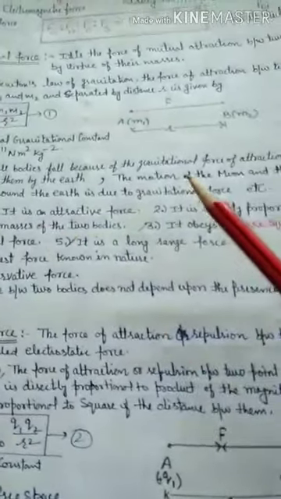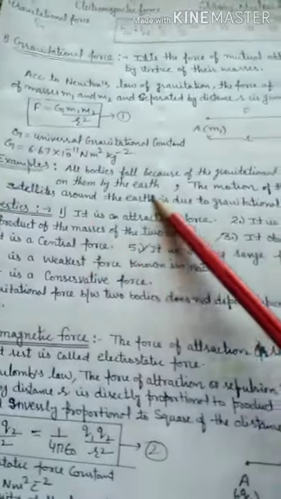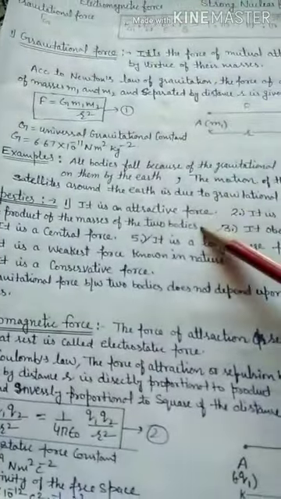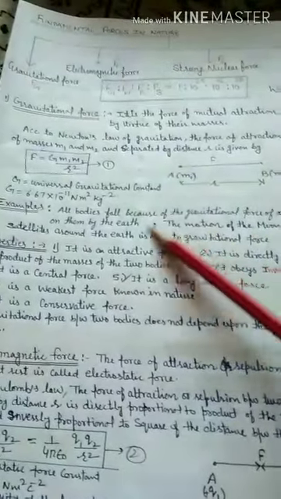That's one example. The motion of the moon or an artificial satellite around the Earth is due to gravitation force, etc. It means there are some examples where the gravitation force exists. That is all clear.